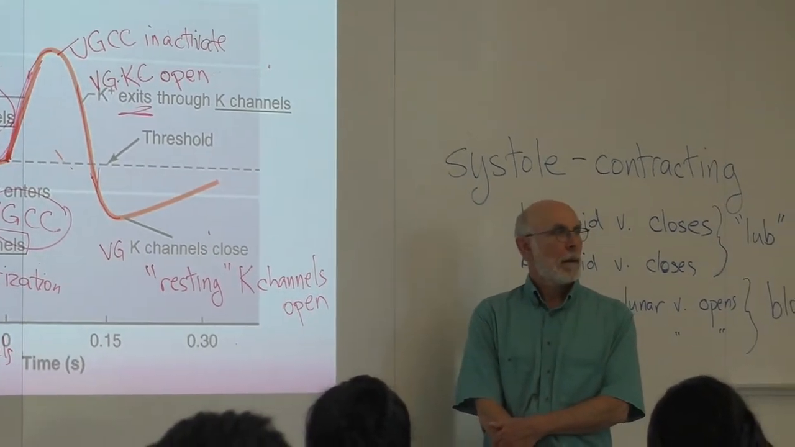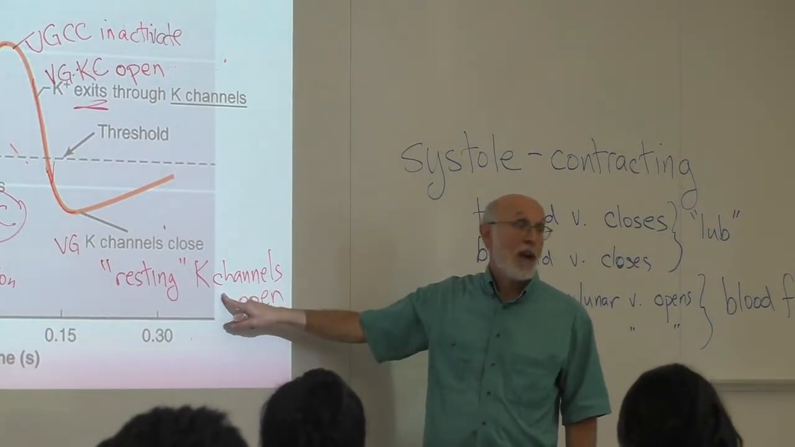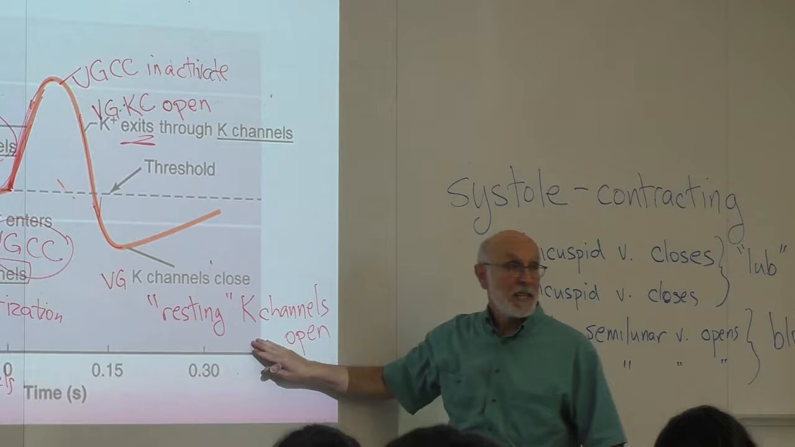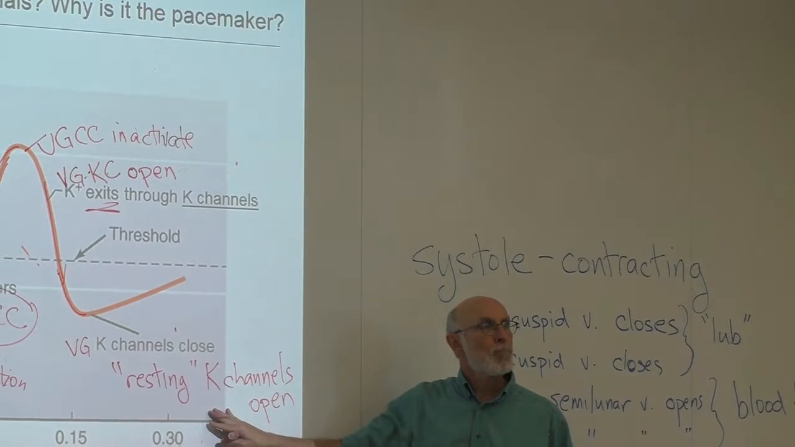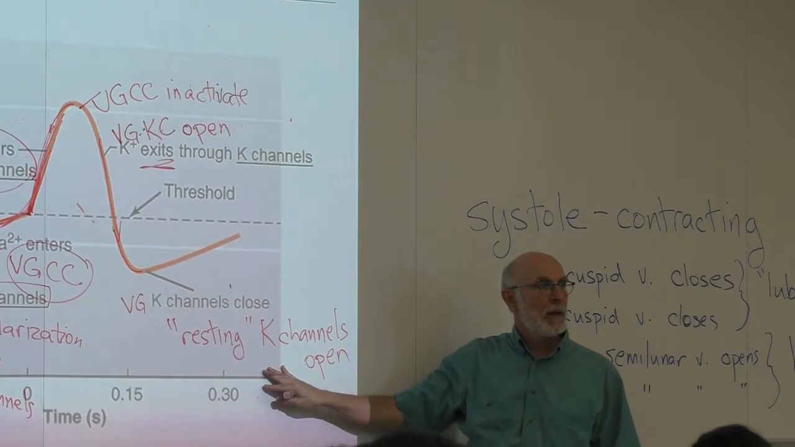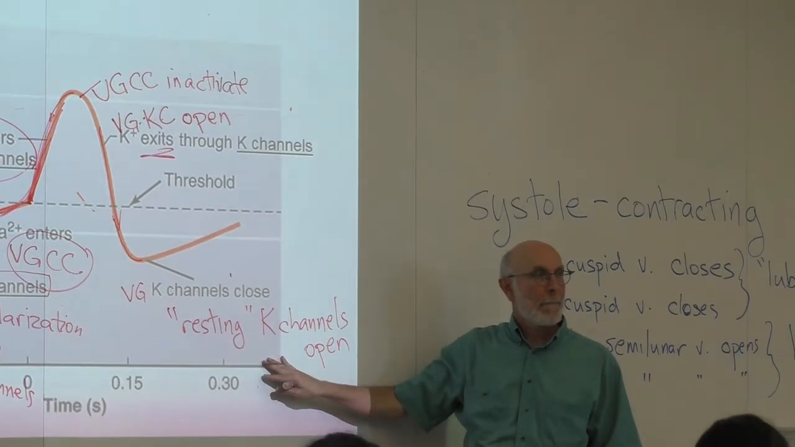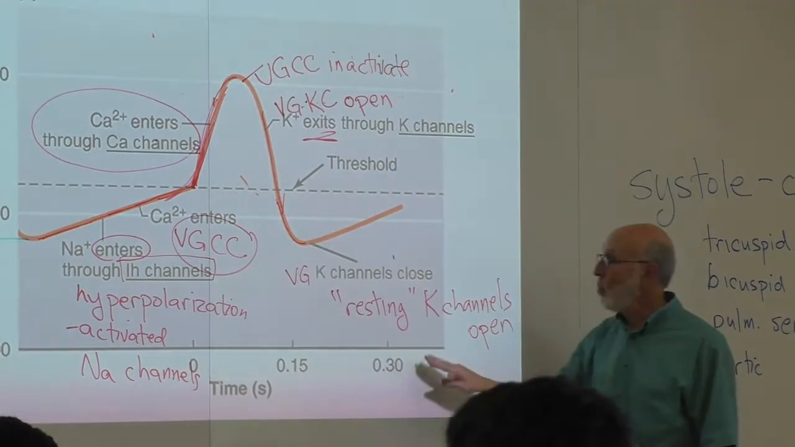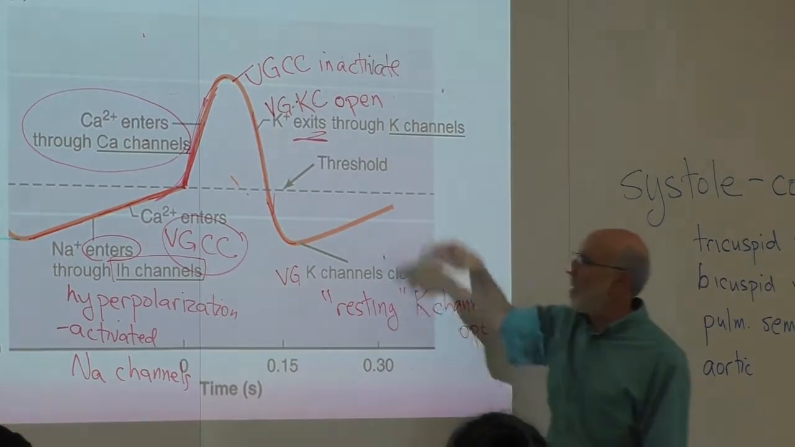So are those resting K channels the same as voltage-gated? No, these are not voltage gated. The voltage-gated potassium channels and the resting potassium channels are two different types of potassium channels. And when the resting K channel is open, K flows in? Nope. K always flows out. Here we have a little bit of K flowing out because we only have the resting K channels open. And here we have a lot of K flowing out because we have both types of channels open.